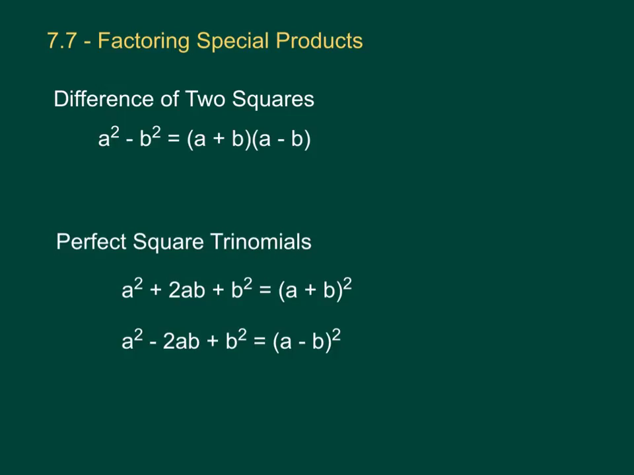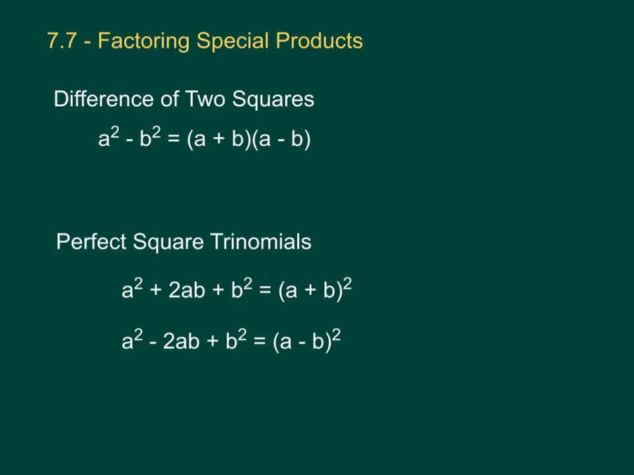We had something called the difference of two squares, where we had a squared minus b squared that came from the multiplication a plus b, a minus b. We also had two different perfect square trinomials. We had a squared plus 2ab plus b squared, which was the result of a plus b squared, or a plus b times a plus b, and a squared minus 2ab plus b squared, which was the result of a minus b squared, or a minus b times a minus b.